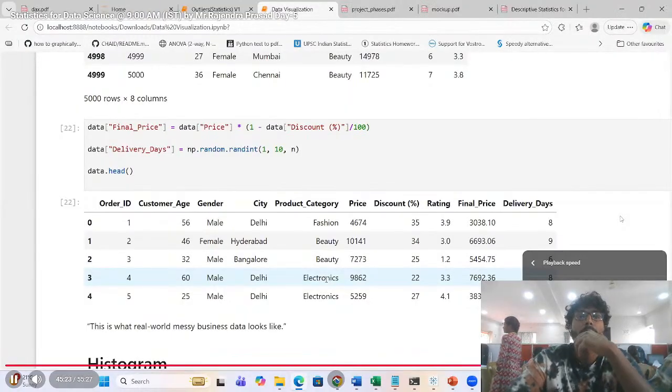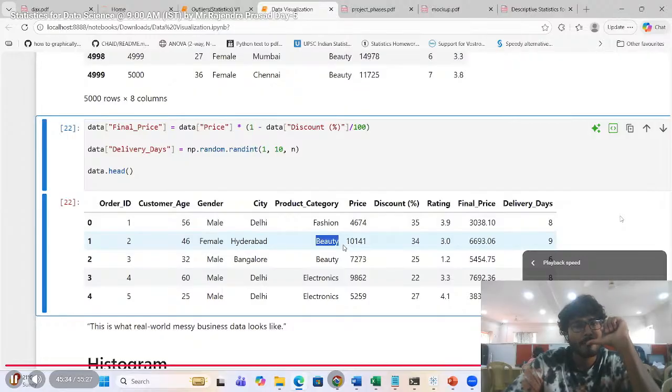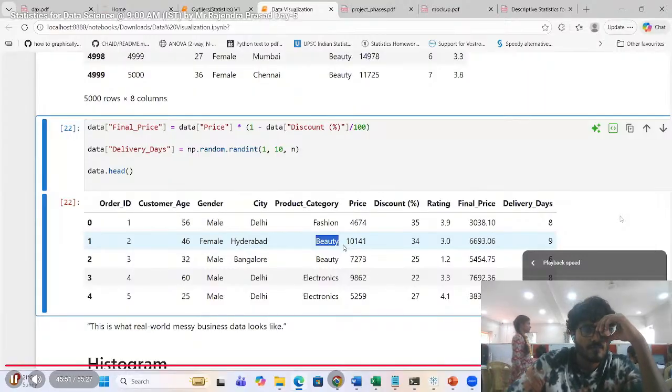First, we'll see about univariate. It means how many times this fashion category is appearing in these 5,000 records. How many times beauty is appearing in these 5,000 transactions, which indicates the number of customers buying beauty products, fashion products, and electronic items. Yes or no? So from that, I can prioritize what most of the customers are willing to buy. You get my point? To know this, we go by using a bar chart.